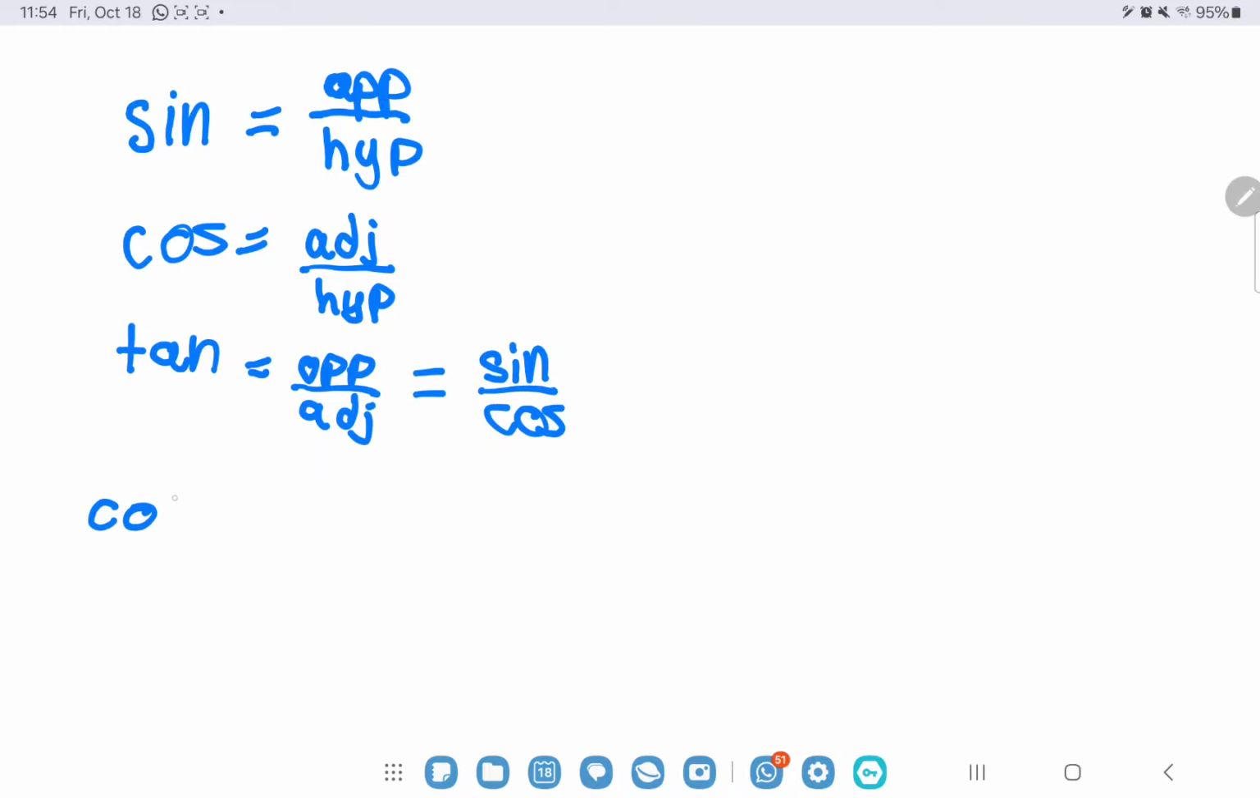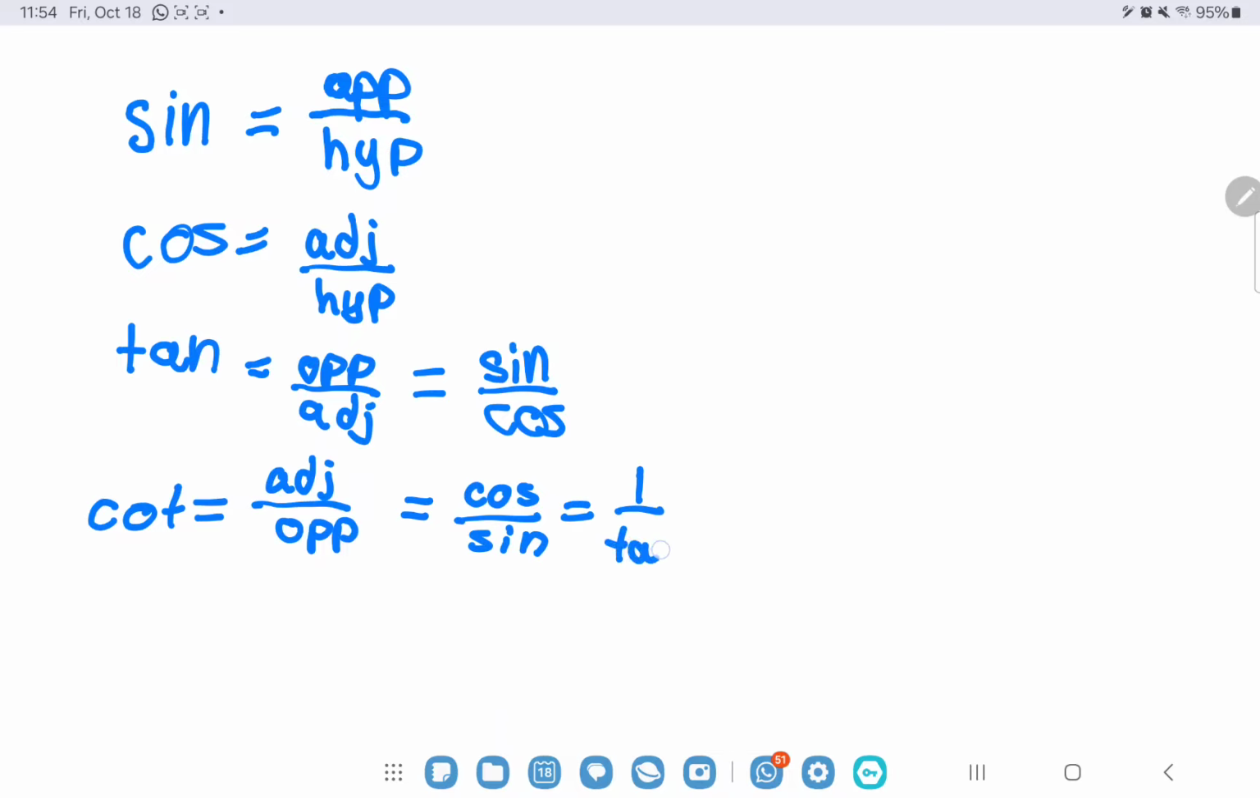Now we have cotangent, which is equal to, in a triangle, adjacent over opposite. And in a question that's not a triangle, it's either equal to cosine over sine, or you could see it sometimes written as 1 over tan. So these are your three ways where you can have cotangent. Now cosecant is just hypotenuse over opposite, which is also the same as 1 over sine.